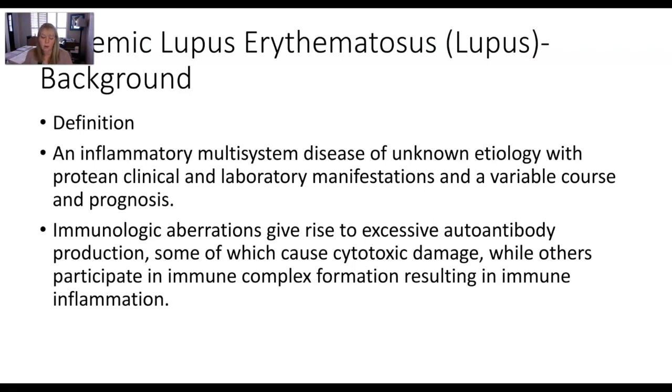We think that it could be caused from excessive autoantibody production, and it causes cytotoxic damage. So it's basically damaging the cells. It has to do with immune complex formation. And so all of this therefore then causes immune inflammation. And lupus, again, affects perhaps different areas of the body than rheumatoid arthritis because it's working in a different inflammatory way, or in how it's damaging the cells.